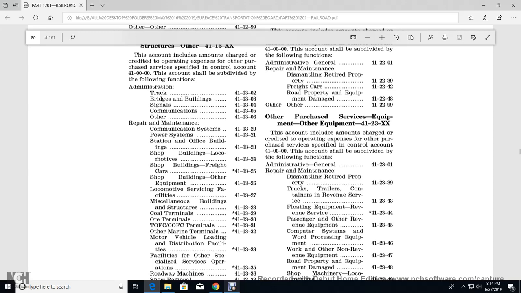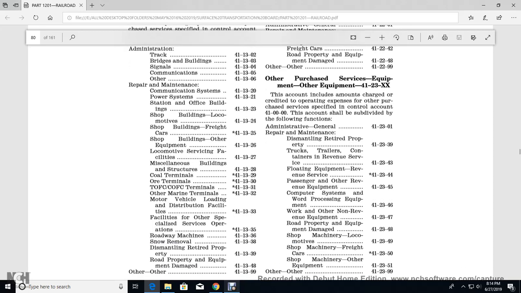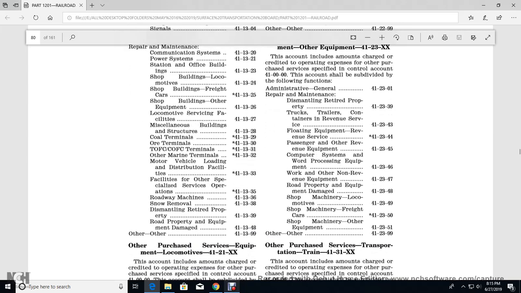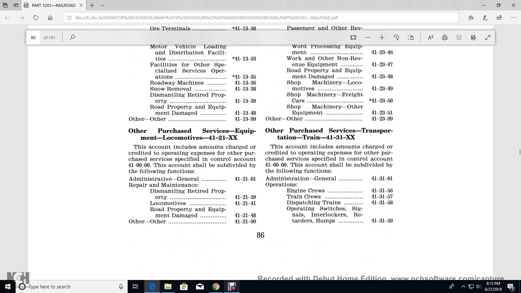Container, revenue ship for the floating equipment, revenue ship for the passenger revenue equipment, the computer system and the word processing equipment, non-revenue equipment, road property equipment, damaged shop machinery, locomotive shop machinery, freight shop machinery, other equipment, other purchased service, the transportation train, 4131 double X.